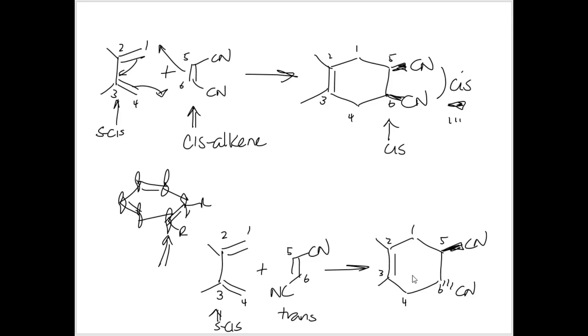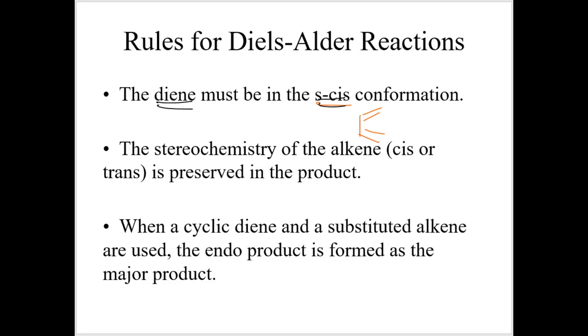So make sure that you're clear on the difference between rule number one, that the diene has to be S cis, versus the alkene being either cis or trans. Whatever that stereochemistry is in the double bond, that's what gets preserved in the product. Okay? So those are rules number one and two for writing the products of Diels-Alder reactions.